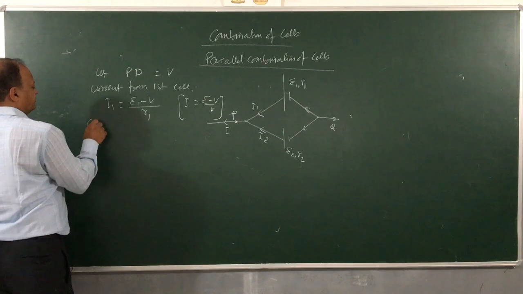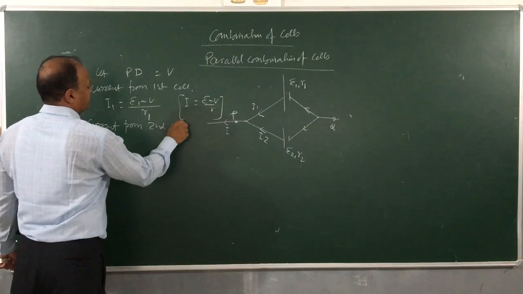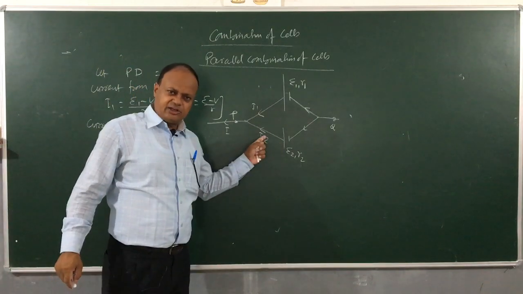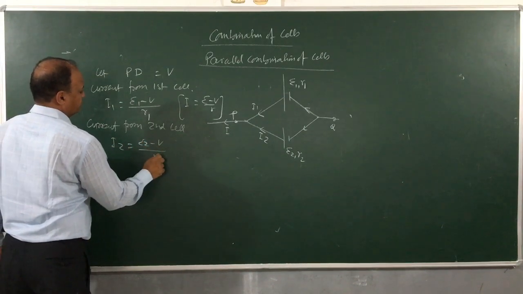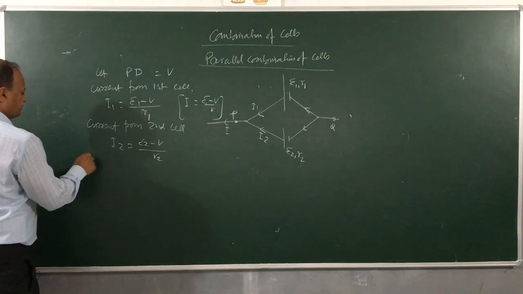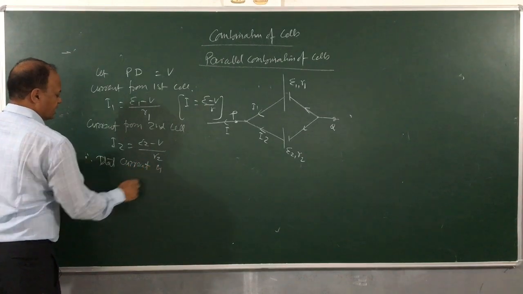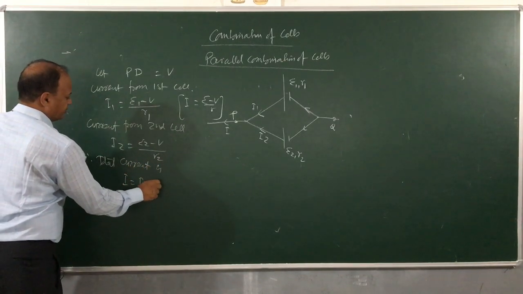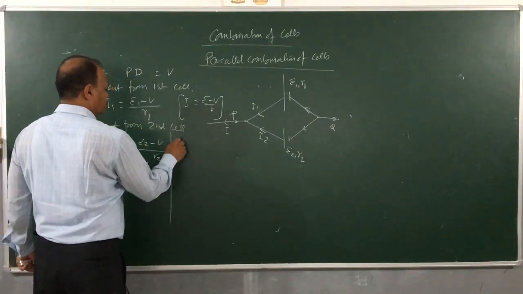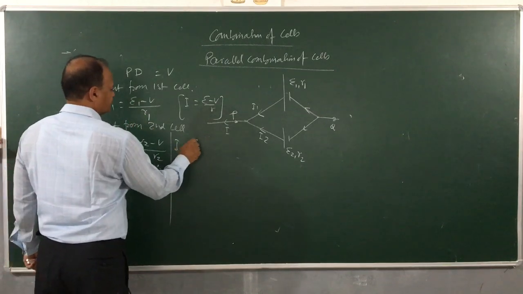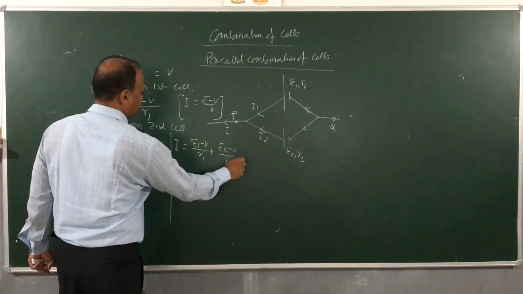Now again, current from second cell. Now second cell is supplying how much current? I2. So children, I2 will be how much? I2 will be E2 minus V by R2. Therefore, total current is I equals to how much? I1 plus I2. I is equal to I1 plus I2. Let's put in the values. So I is equal to, we have E1 minus V by R1 plus E2 minus V by R2.